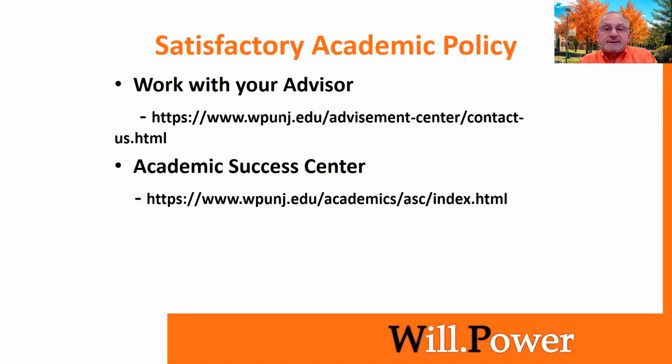Satisfactory academic progress is a federal regulation that we must follow. And the appeal process is something you can use when there are extenuating circumstances that affected your ability to achieve your academic goals.